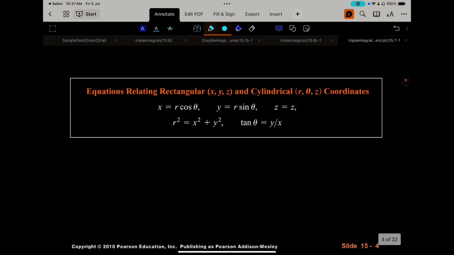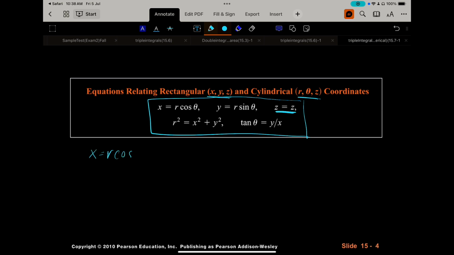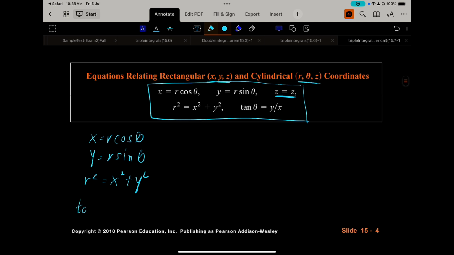And now here we have some equations relating the rectangular xyz and cylindrical coordinates, and these are summarized here. They are very similar to the ones that we have in polar coordinates, but we have the addition of z equals z. So in polar we have x equals r cosine theta, which is the same as cylindrical coordinates. And we have also y equals r sine theta. We used to have r squared equals x squared plus y squared, and we also used to have tan theta equals y over x. And now we just have the addition of z equal to z. And that's basically the cylindrical coordinates.